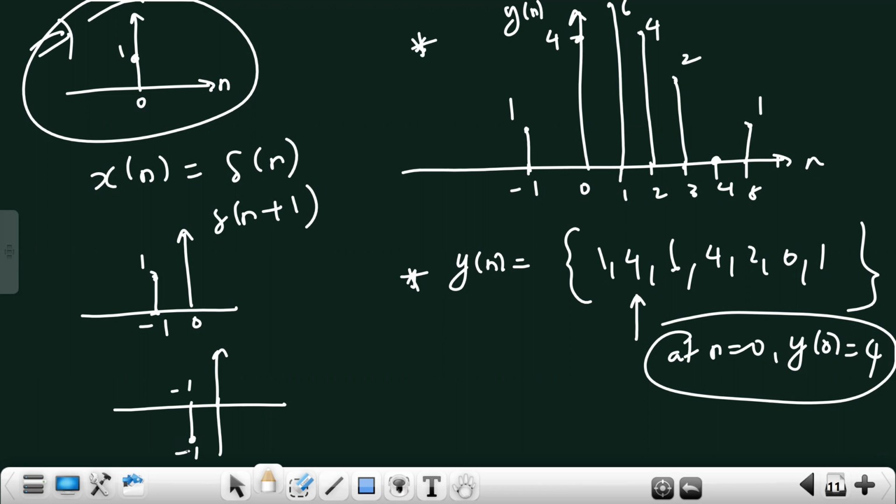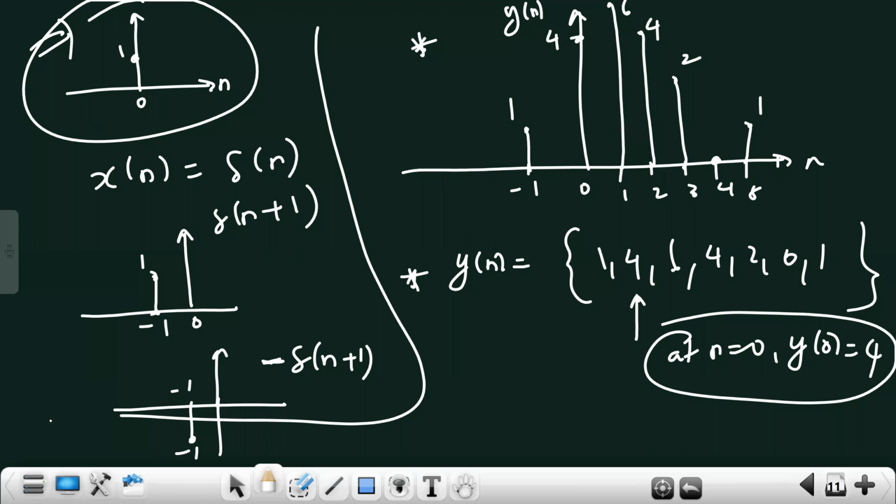What is this then? Minus of delta of n plus 1. Very good. The amplitude has changed to -1, so you have a negative sign. So minus del of n plus 1. Simply you are putting a negative sign. So it will become minus del of n plus 1 because the amplitude has come down from 1 to -1. So you have represented it as minus del of n plus 1. I hope this is clear for you.